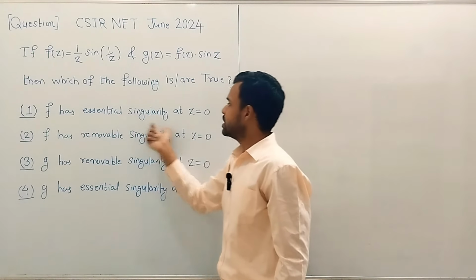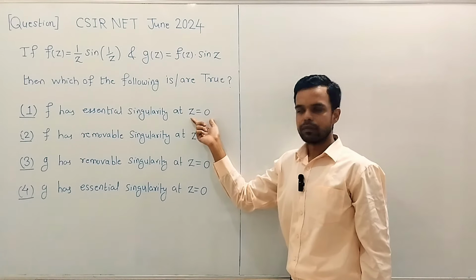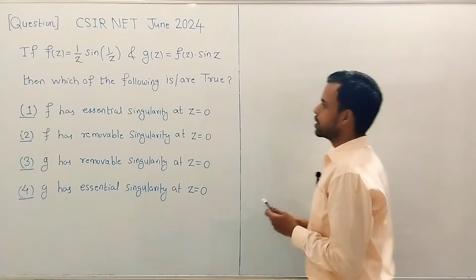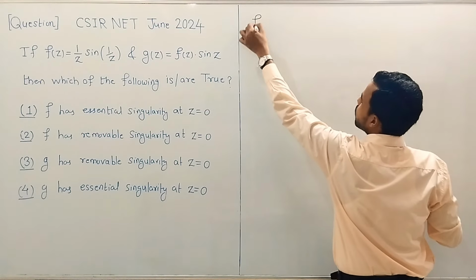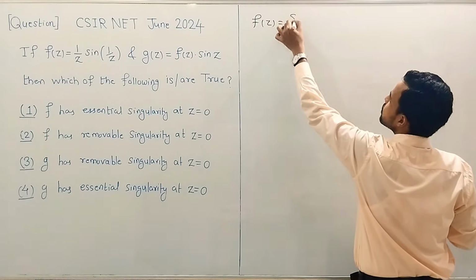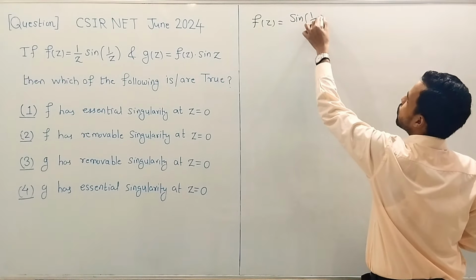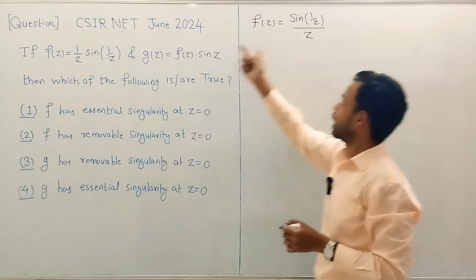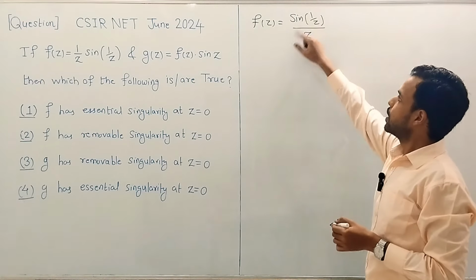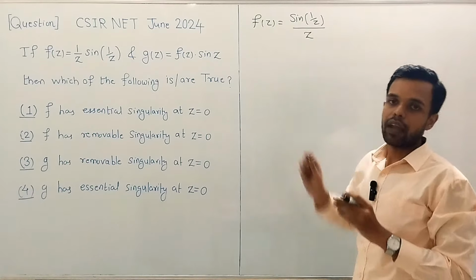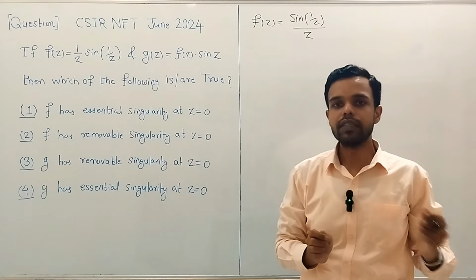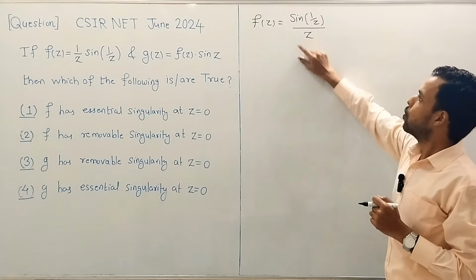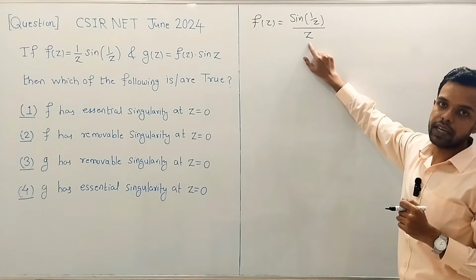f has an essential singularity at z equals 0. Is this a true statement? Yes, this is a true statement. To see it, note that we can write f of z as sine of 1 over z upon z. And clearly this is a rational function. And we know from theory that the only singularities of a rational function are zeros of the denominator. And clearly the only zero of the denominator is z equals 0.